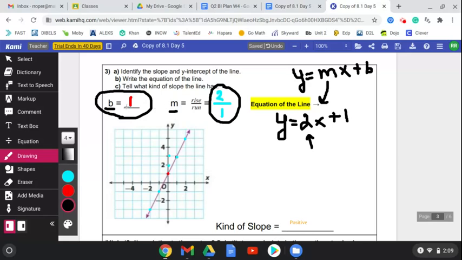So we got m, we got b, we got the equation of the line, and we got what kind of slope it is, positive slope.